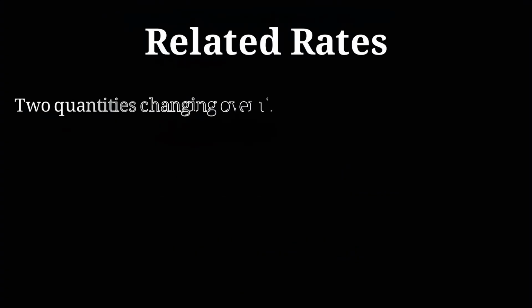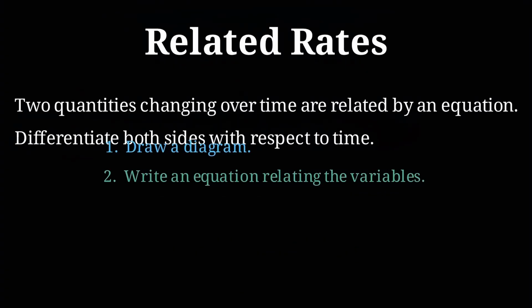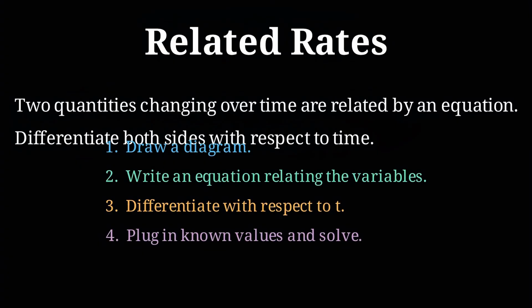Related rates problems involve two or more quantities that both change over time and are connected by an equation. The strategy: draw a diagram and label the quantities. Write an equation that relates them. Differentiate both sides with respect to time t. Every variable gets a d over dt factor. Plug in the known values at the specific instant and solve for the unknown rate. Common setups include expanding circles, falling ladders, filling tanks, and moving shadows.